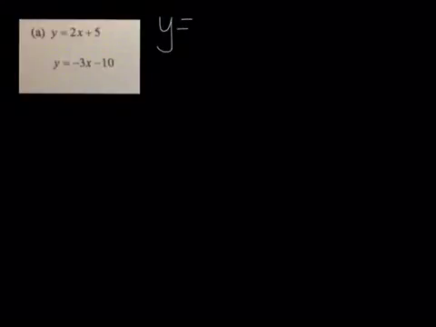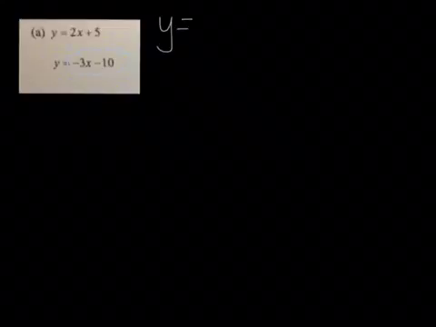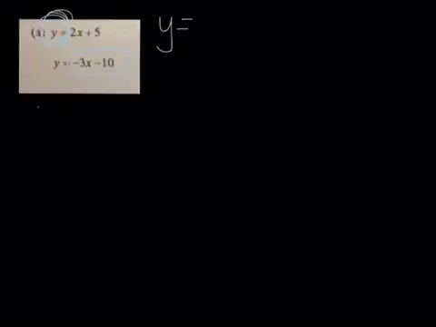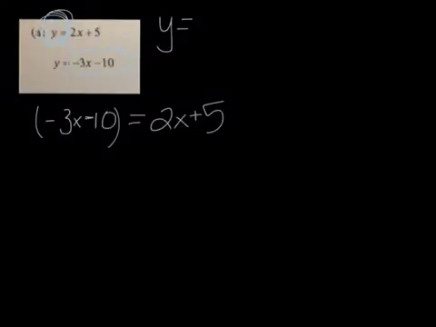Example A, start by asking yourself, what variable do I have alone? In this problem, actually, both equations have y equals. So I'm going to take the bottom one, y equals negative 3x minus 10, and replace y in the top one with negative 3x minus 10. So remember, we put it in with parentheses. I'm going to put that equals 2x plus 5 because that was y. So I have negative 3x minus 10 equals 2x plus 5.